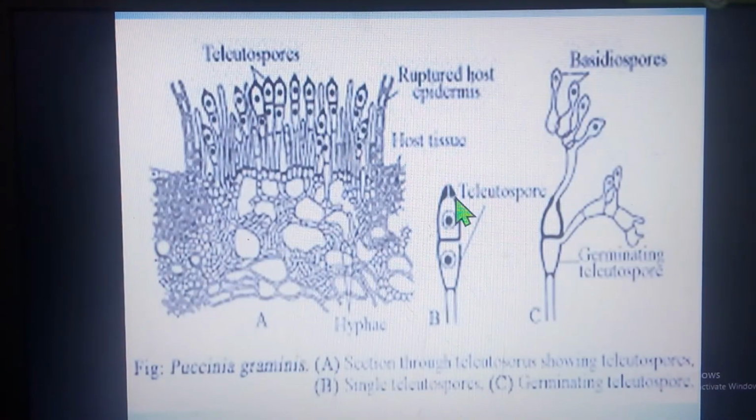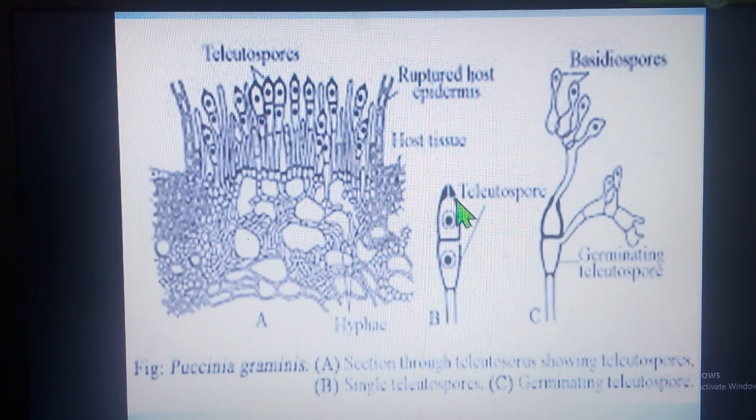In this figure you can see this small germ pore here at the top of the apical cell. This is the apical cell, the upper one. The germ pore is present at the top, whereas in the lower cell it is present below the septum. Just below the septation you can find another very small pore, that is the germ pore in the lower cell.